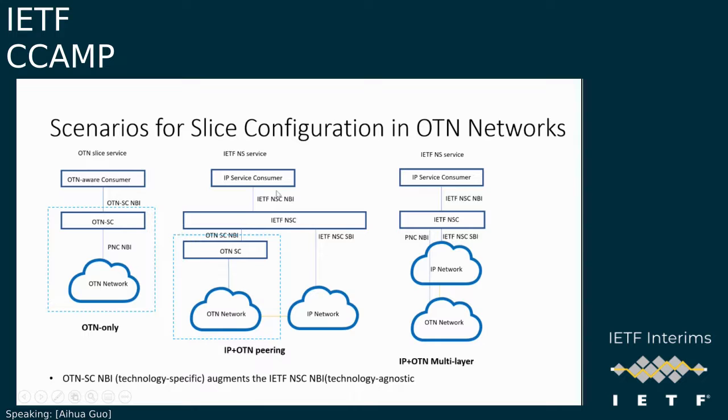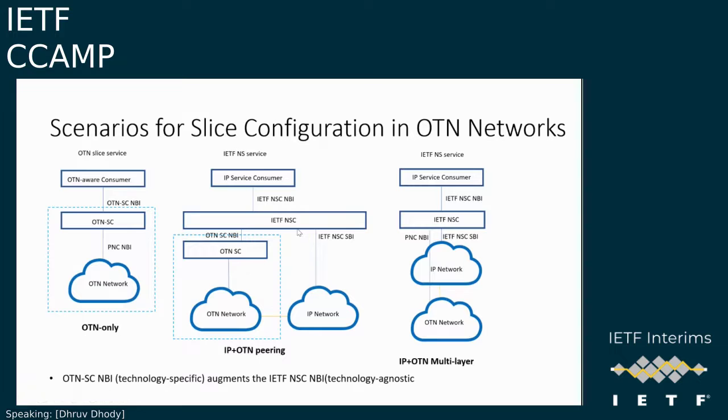Yes, actually, those pictures show what we call the functional blocks, right? But in deployment or implementation, if the IETF network slice and OTN slice are put together in a single deployment, that's not a problem. It's just that to support OTN technology specific slices, there needs to be this functional block, either embedded within the IETF network slice controller or put as a separate function, which we show here. Yeah, I think that makes sense.